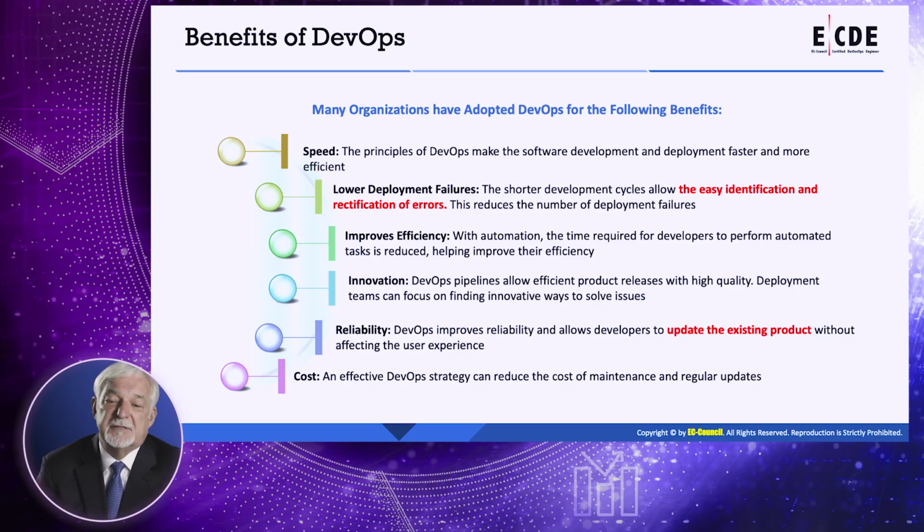practices. As far as reliability, DevOps improves it. It allows developers to update the existing product without affecting the user experience. And as far as the cost, it can reduce the cost of maintenance and regular updates. One of the big things there is that you're taking away the errors and the issues that can be introduced into an environment with a DevOps approach. That technical debt again.